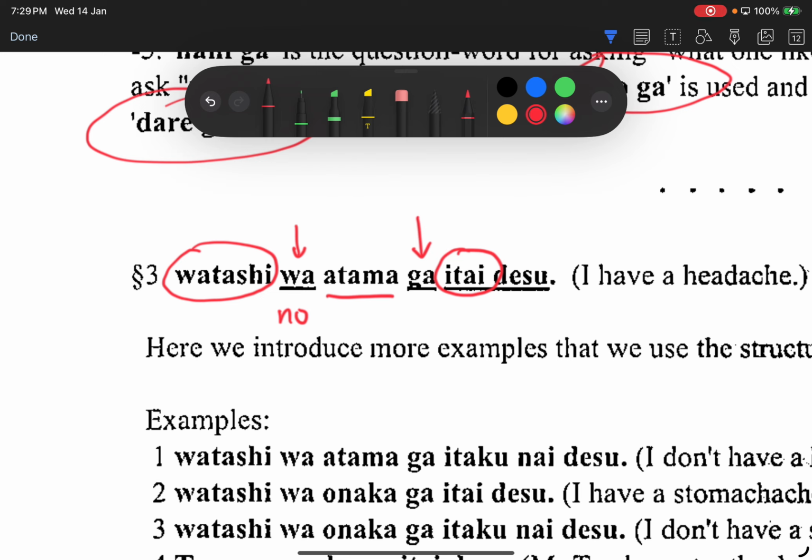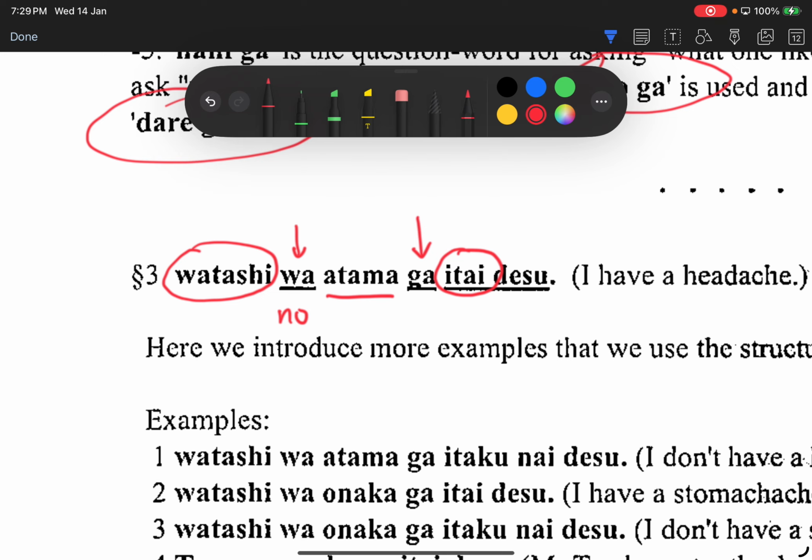Can be anybody. But of course, in this case, we use ga because our object of reference here is watashi no atama. It's like head of mine is paining. Yeah, something like that. Okay, watashi no atama ga itai desu. It's okay. Watashi no atama wa itai desu. That means my head.